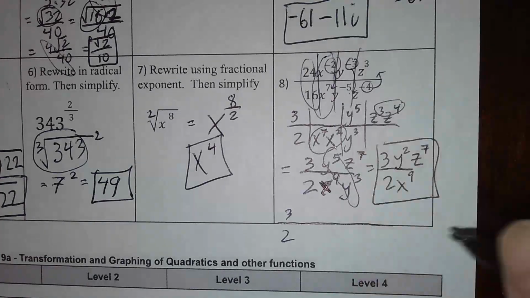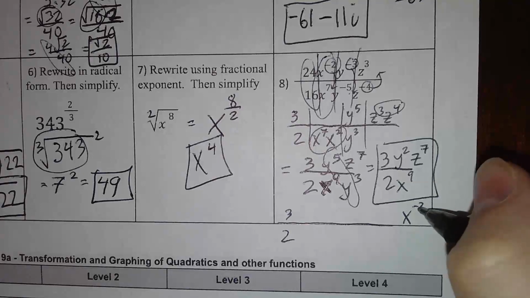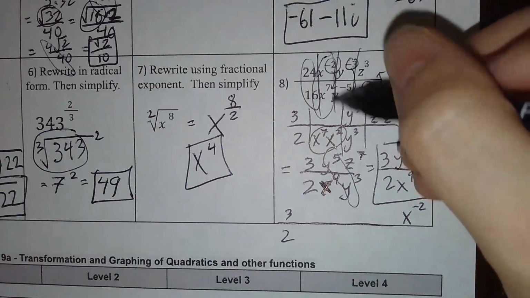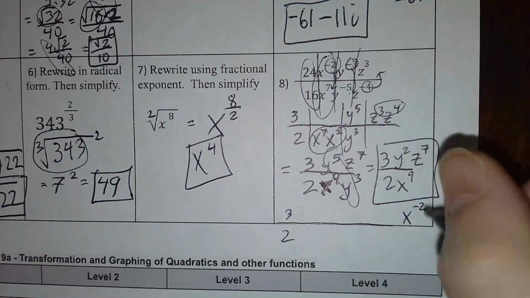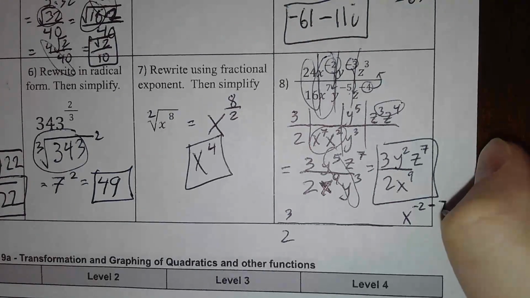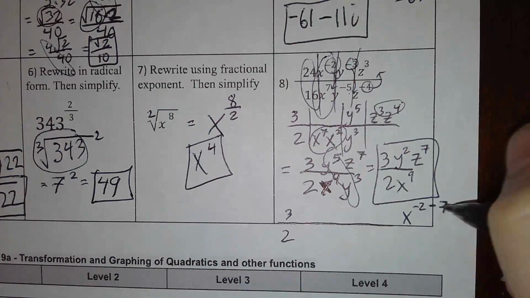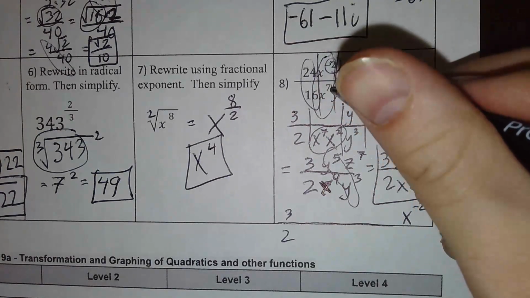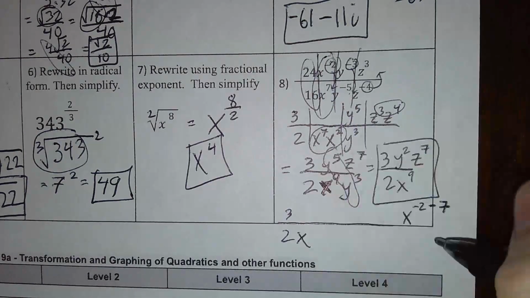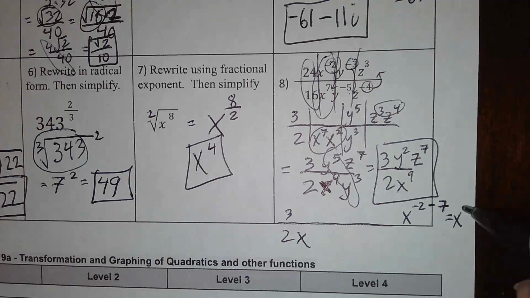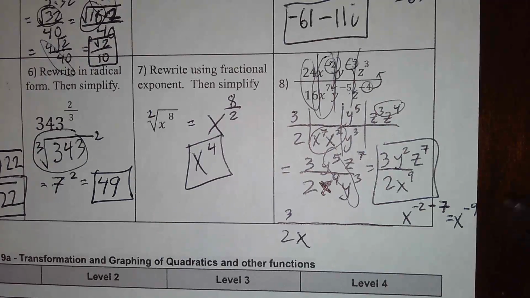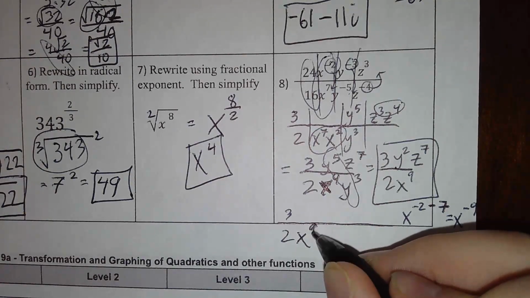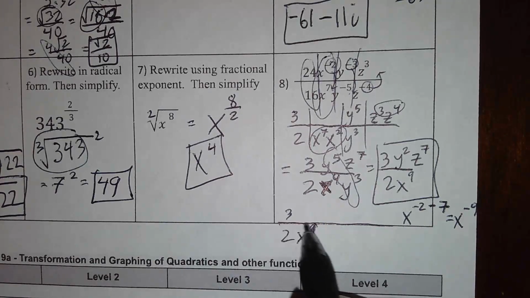If I have x to the negative 2 and x to the 7th, and it's a fraction, all I have to do is just subtract them. What's negative 2 minus 7? Negative 2 minus 7 is going to be negative 9. And if it's negative 9, that means it needs to be in the denominator as positive 9.